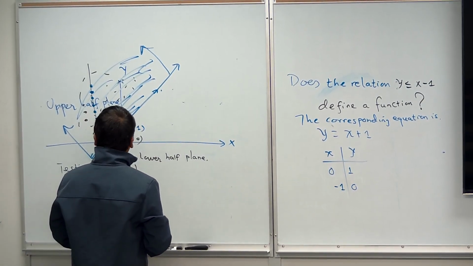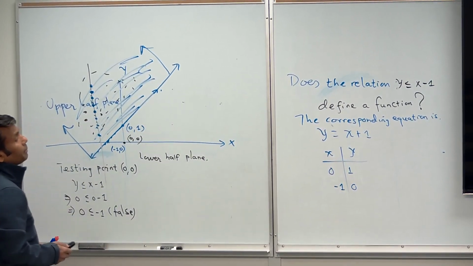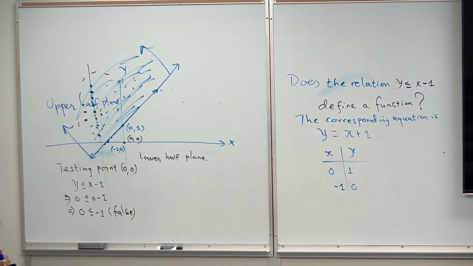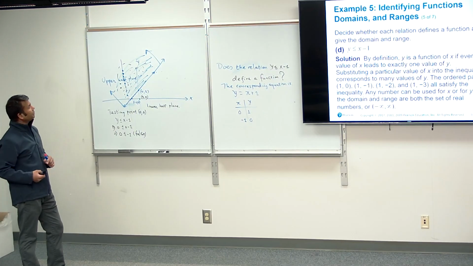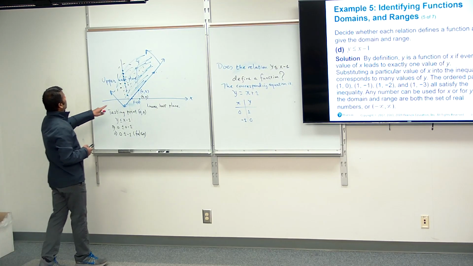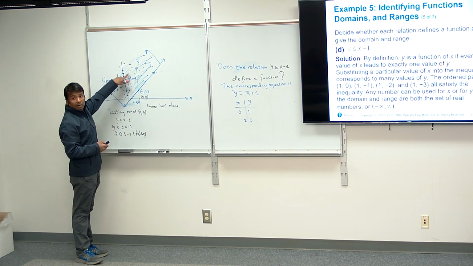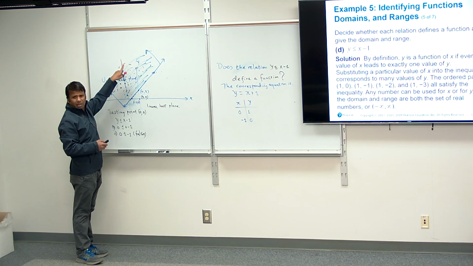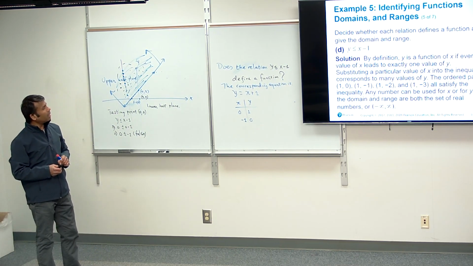Okay, so now this relation, you can look here. If I have x equal to negative 1, how many values are there? (-1, 1), (-1, -1), (-1, -2), (-1, -3), (-1, -4), (-1, -5). You see that? So this is not a function.